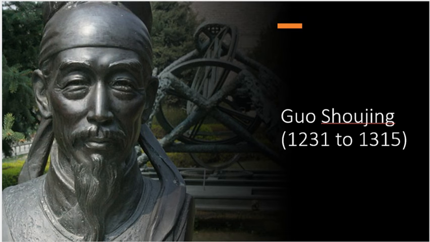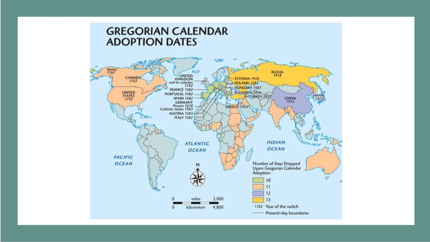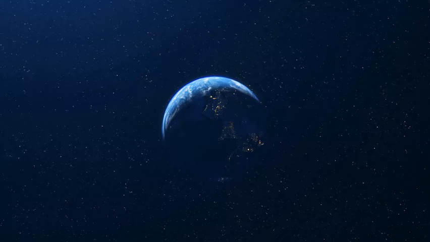Measuring the year. Guo's primary job was to measure the length of a solar year, and he set up an observatory in Khanbaliq, the new imperial capital that would one day become known as Beijing. This observatory was the largest in the world at that time. Guo worked with the mathematician Wang Xun, tracking the motion of the sun throughout the year. Both men traveled widely, setting up another 26 observatories across China.